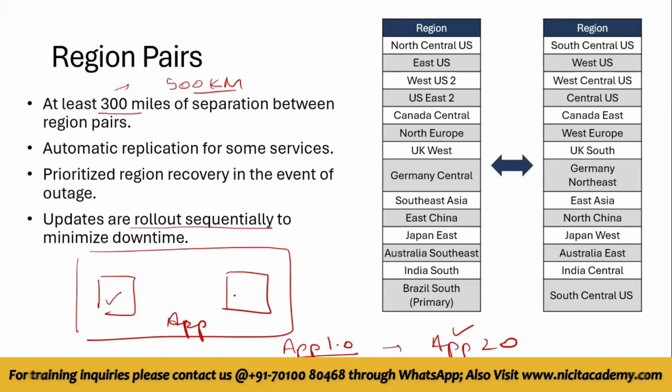So now everybody who was trying to access this application through a load balancer was directed to either this region or this region, right? If they were directed to this region, they were only able to access the earlier version of the application. If they were accessing through this region, they were getting app 2.0. Once I have rolled it out here and it works properly, then I can go ahead and roll it out in the other region also. That is also a benefit of region pairs.